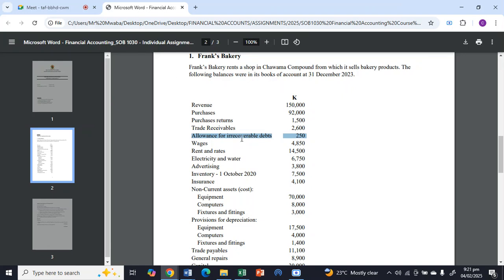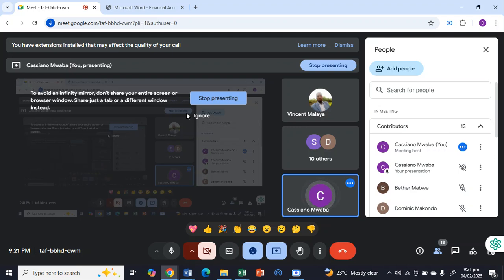We estimate, and usually you have a percentage, then you get the percentage of the receivables amount to get this allowance. So this allowance for irrecoverable debts is just an estimation of the money that we might not get back. Colleagues, are we okay with that? It's an estimation of the money we think we might not get back.